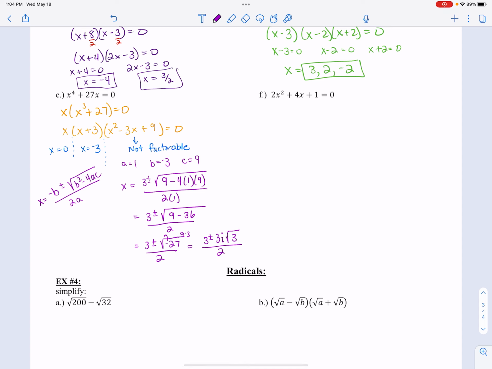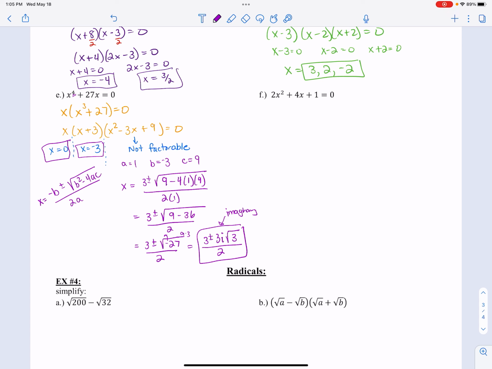And my denominator is 2. I can see these terms, 3, 3, and 2, cannot reduce with each other, so I'm going to leave that as my final answer. So remember, we had a 4th degree polynomial. I got 4 solutions. x equals 0 and x equals negative 3 are the 2 real solutions, and then I have 2 imaginary solutions for the other 2.